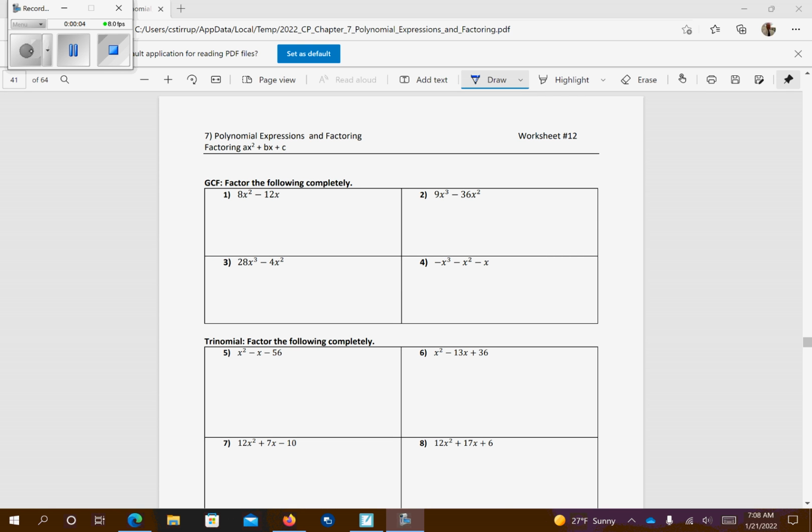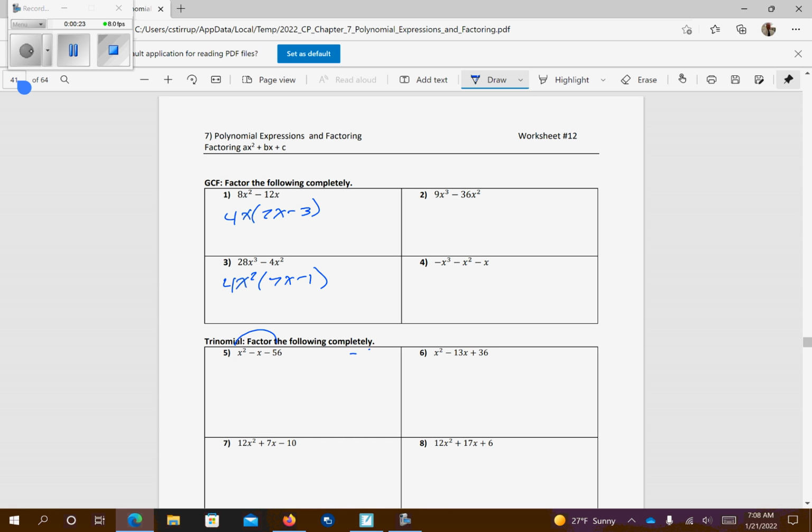Alright, so we're going to factor what we have in common. Looks like I can factor a 4x out of both. That leaves me 2x minus 3. Done. Number 3, I'm going to factor a 4x squared out of both. That's going to give me 7x minus 1. All done there.